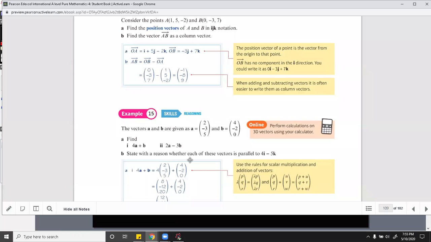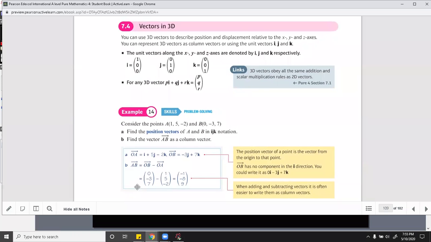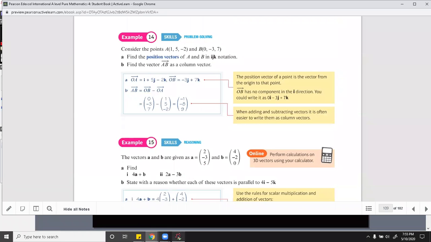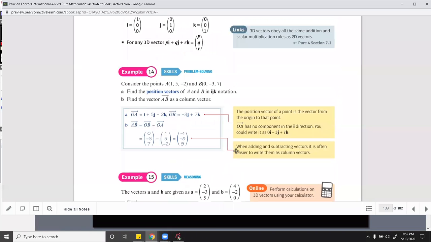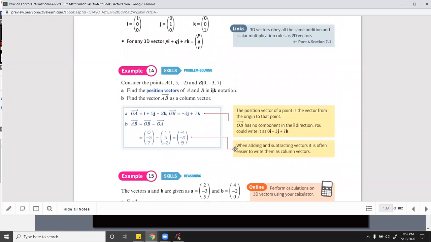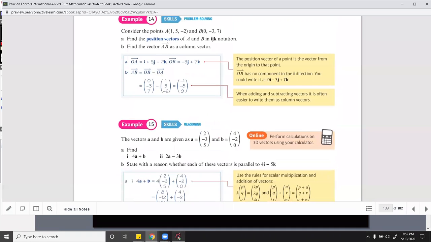Okay, so we're going to have a look now at section 7.4, I think it is. Yes, 7.4, vectors in 3D. And we're just going to have a little look and maybe try and have a go at example 14 and just show you basically what's happening.